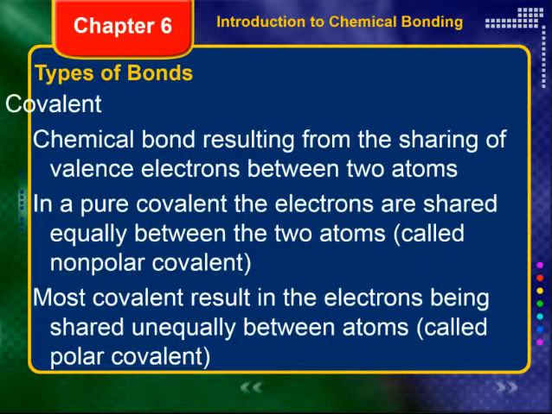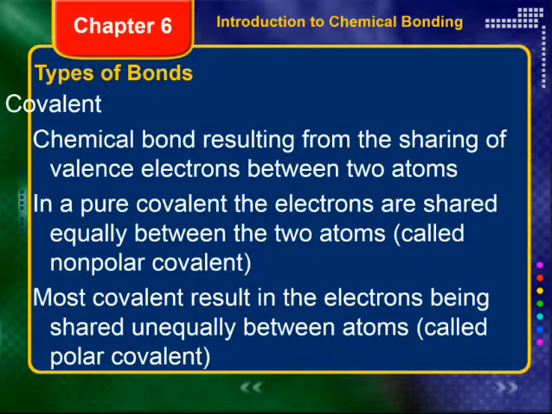So in a pure covalent bond, the electrons are shared equally between the two atoms. We call this a nonpolar covalent bond. There's going to be little to no electronegativity difference, so the strength with which the nuclei of these atoms are pulling on the electrons is going to be the same. So neither one is going to win that tug of war. The electrons are going to hang out right in the middle between those two nuclei.